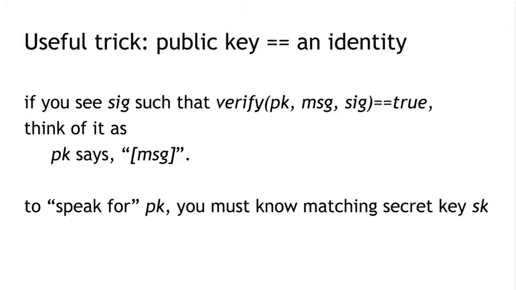And if you think about it then, for someone to speak for PK, that is, for someone to be able to make statements that will be seen as coming out of PK's mouth, you have to know the matching secret key, SK. If you know the secret key that corresponds to the public key PK, then you can sign messages with that secret key. What you're doing essentially is making statements on behalf of that public key. And that means that there is an identity in the system which only you can speak for. And of course, that's what you want an identity to be: something that one person can speak for, but that everybody can see.